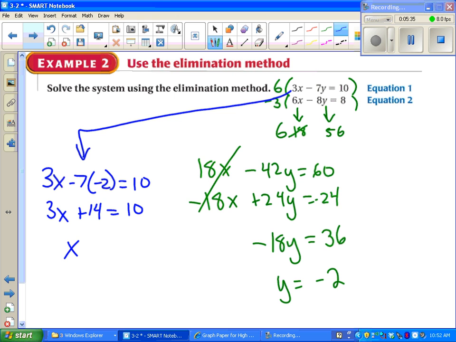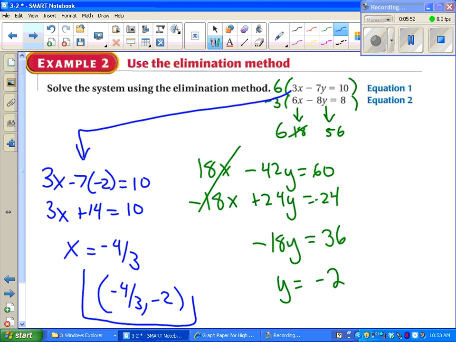Go through some simple algebra steps here, and you find out that x equals -4/3. And we write our answer as an ordered pair. That's how we know we're done.